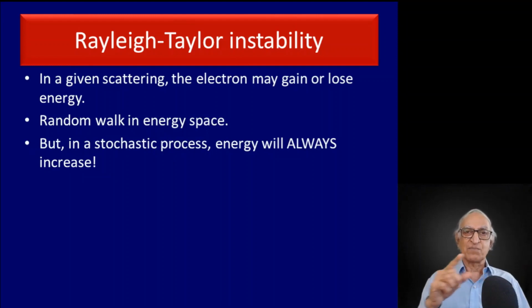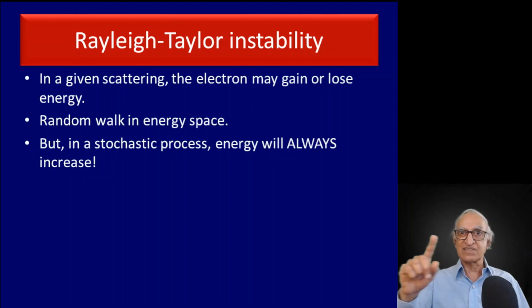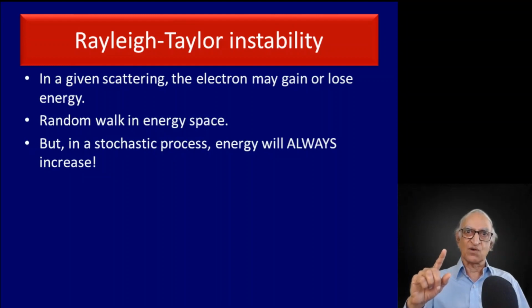You remember the picture that is drawn of a random walk with a drunk man starting his walk at a lamppost. Yes, he is drunk and he walks in a random fashion. Please remember, he never comes back to the lamppost. The distance from the lamppost always increases. This is the consequence of the second law of thermodynamics, a consequence that in a stochastic process, the distance will always increase. Here we are talking of a random walk in energy space.